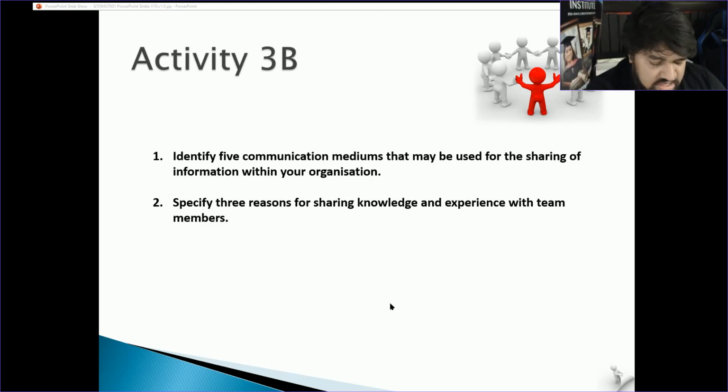So activity 3B, identify 5 communication mediums that may be used for sharing information within your organization. So there's so many. You could use social media, email, newsletters, phones, text messages, bulletins, face-to-face discussions, forums, meetings, so many. Okay, so include 5, and then we'll move on to the next one. So specify 3 reasons for sharing knowledge and experiences with team members.